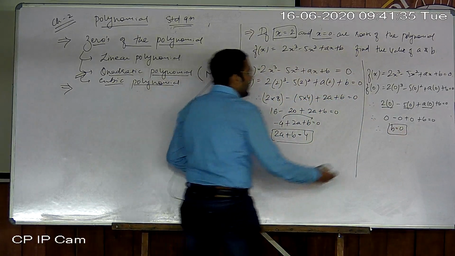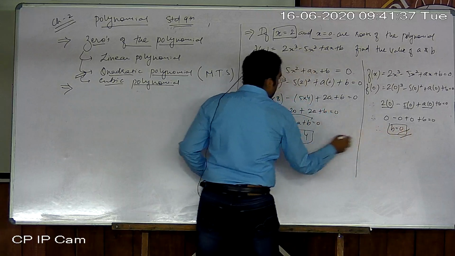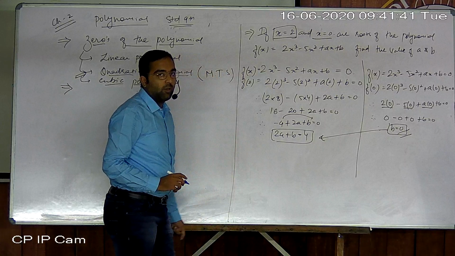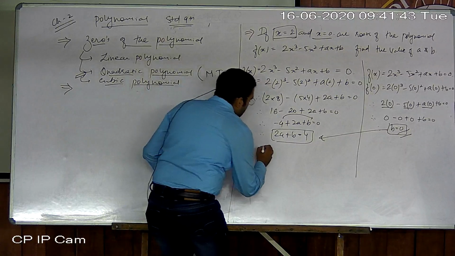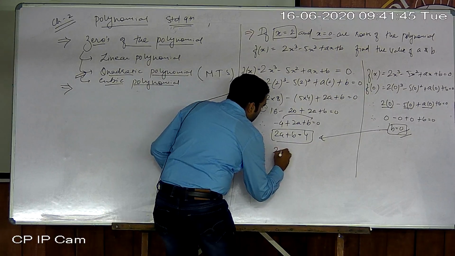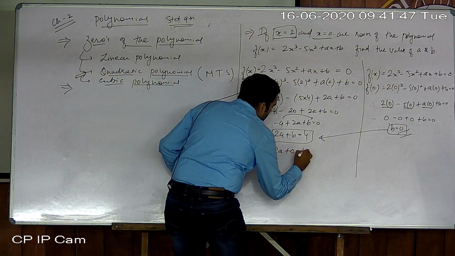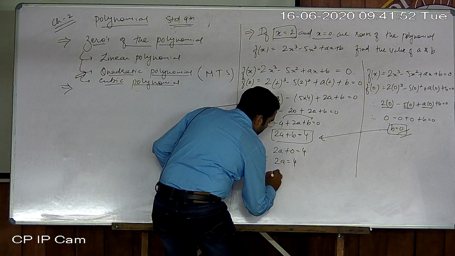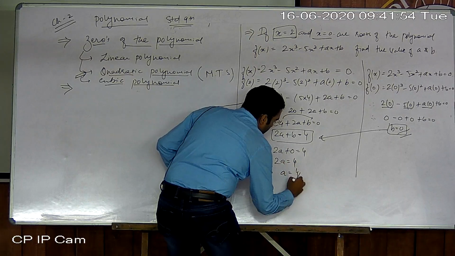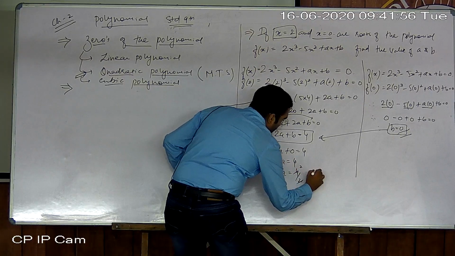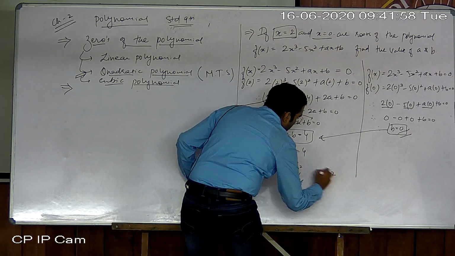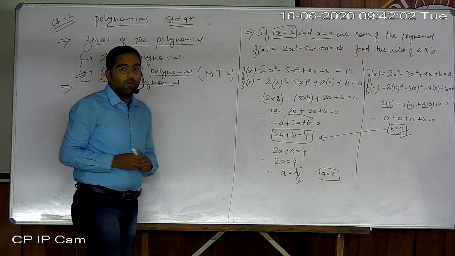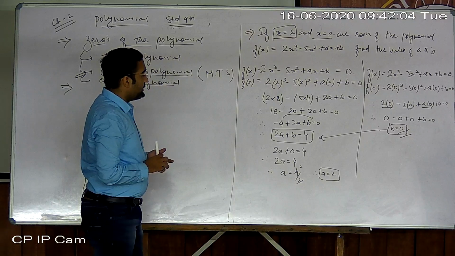Now I'll put the value of b in this equation to find the value of a. So 2a plus 0 equal to 4. Therefore 2a equal to 4. Therefore a equal to 4 by 2. Therefore my answer is a equal to 2.